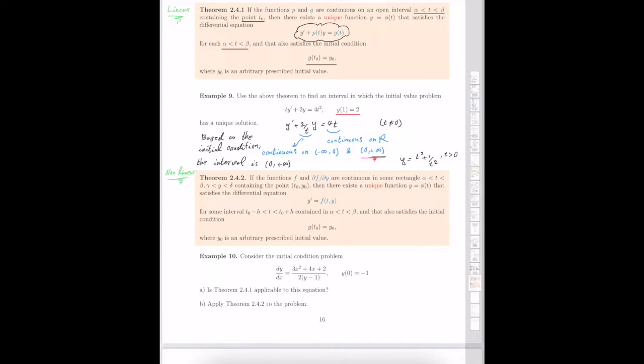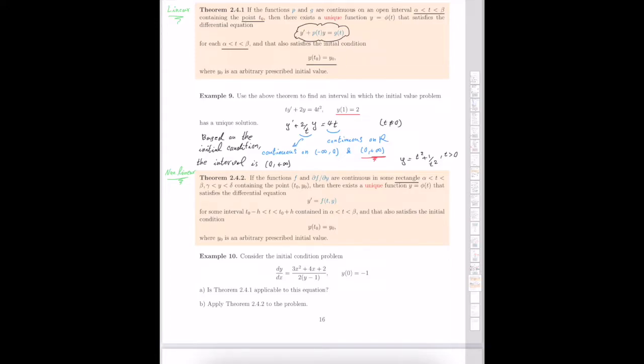Okay, so if the functions f and the partial derivative of f with respect to y, so these are kind of a dual of p and g over there, are continuous. Now, because we have both t and y, it won't be just a simple interval, it will be a rectangle. Previously we just had t between alpha and beta, now we have a rectangle because it will be both t and y in the ty axis.